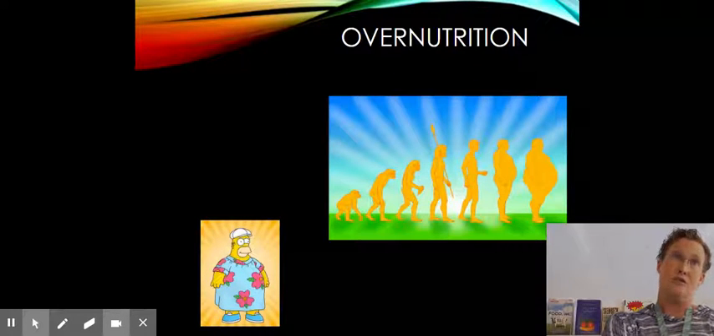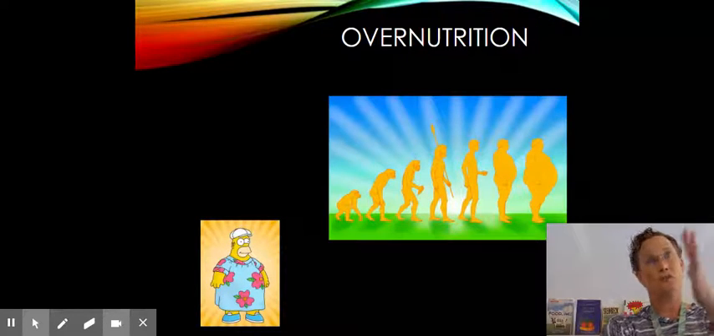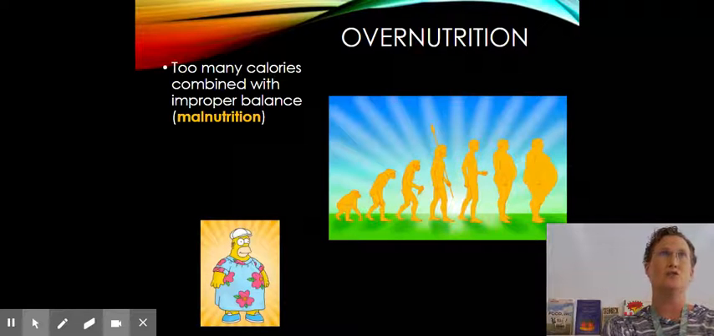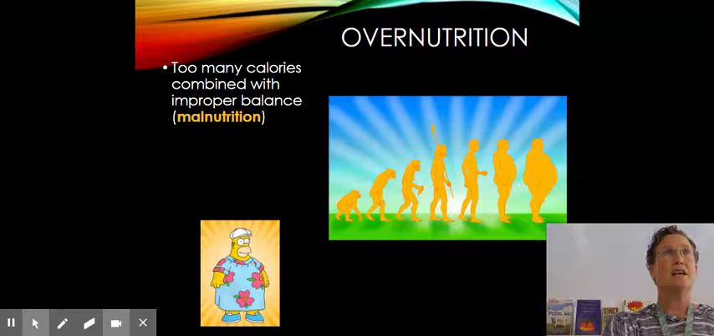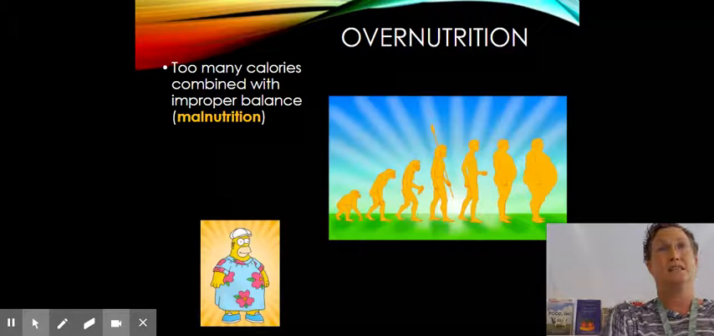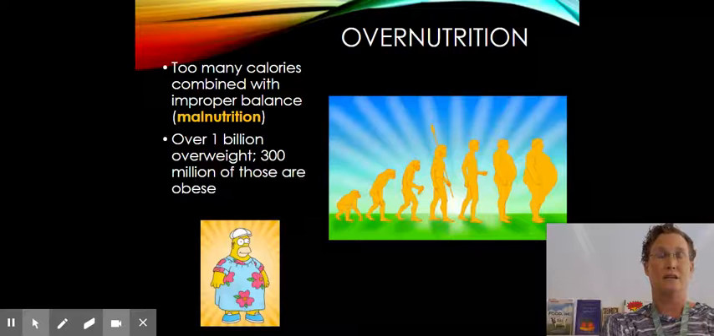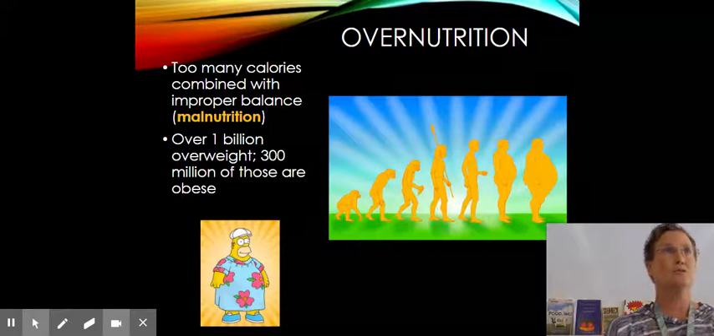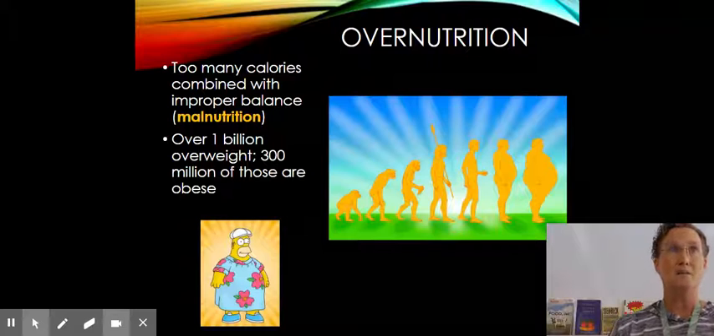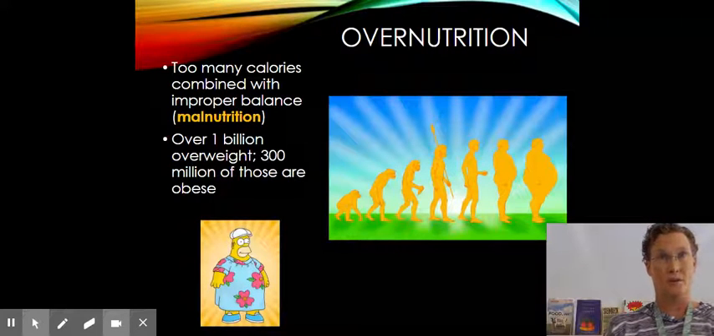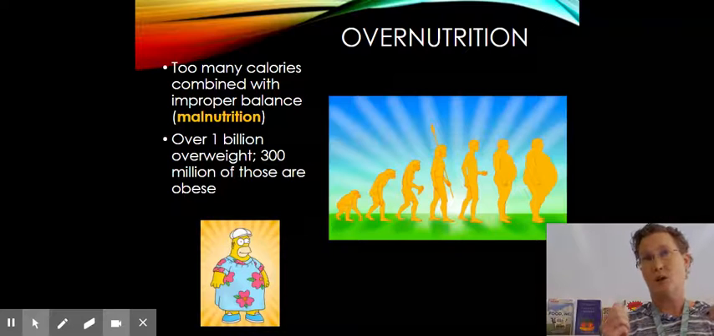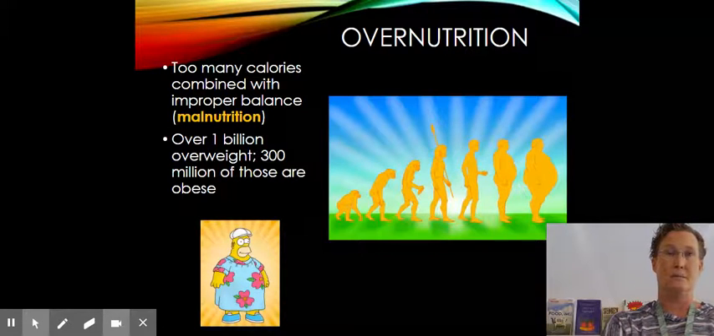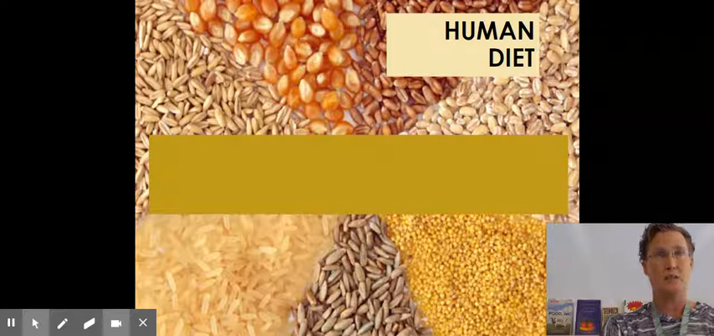The other side of this is overnutrition. You can kind of think of it as an evolution of getting to a point where we have too much food. So too many calories combined with an improper balance of nutrition will lead to overnutrition. And so over 1 billion people are overweight and 300 million of these are obese. Now, this doesn't always come just from eating too much. Sometimes there are genetic diseases in here, but much of it has to do with the access that people have to food. So let's talk about the human diet.